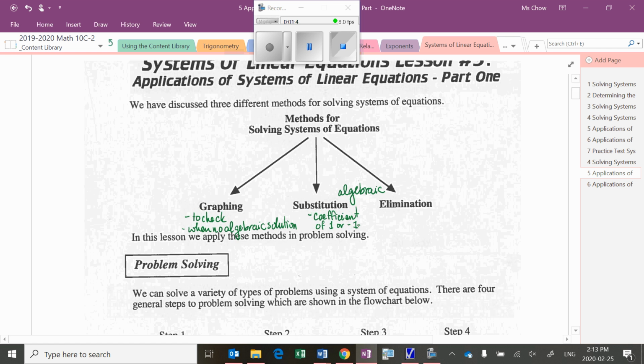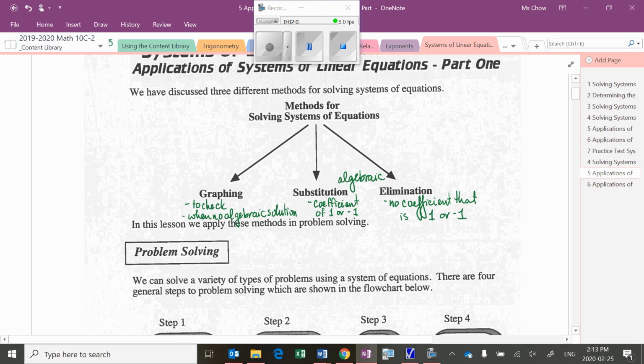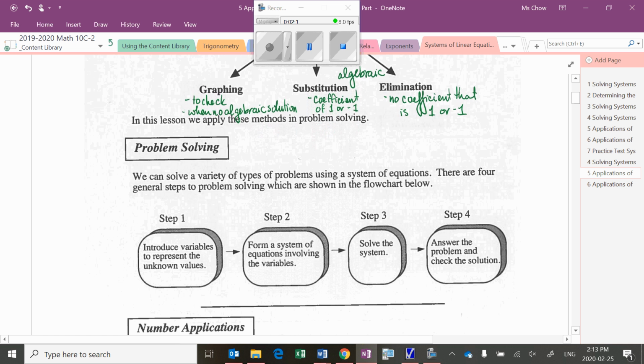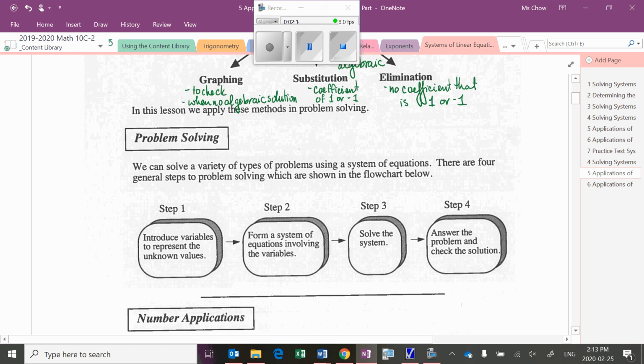Elimination is, again, when we need an algebraic solution and no coefficient is 1 or -1. The idea is that we need to create coefficients that are equal or ideally opposite by multiplying one or both equations by different values, so that we can add or subtract and eliminate one of the variables.